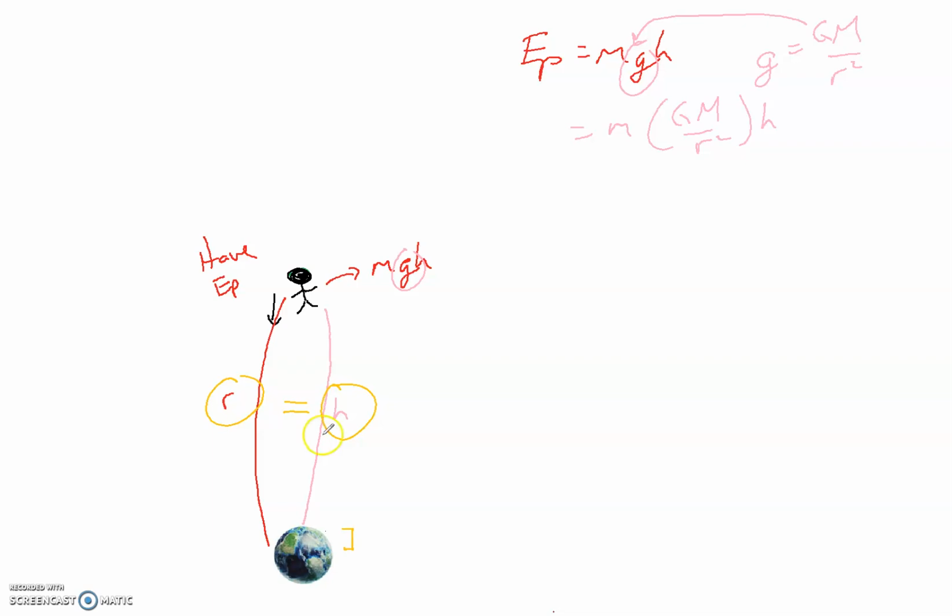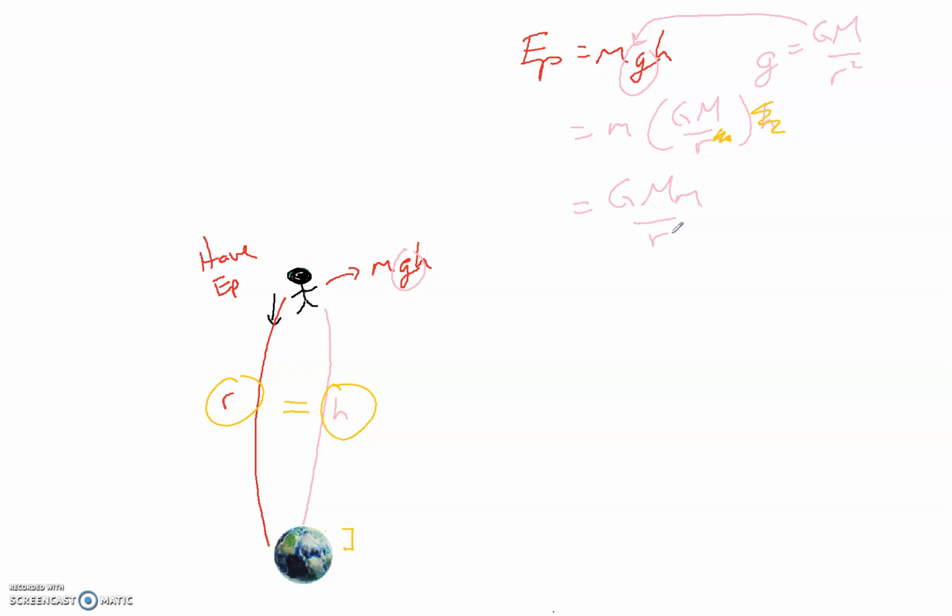So if that's true, we can go back to our expression over here. If this h up here is pretty much the same thing as the r down there, it actually helps to cancel off one of the r's. So the h on the top cancels off one of the r's at the bottom. And what we're left with then, we'll rearrange this a little bit, is GMm over r.